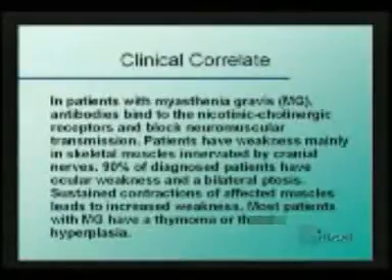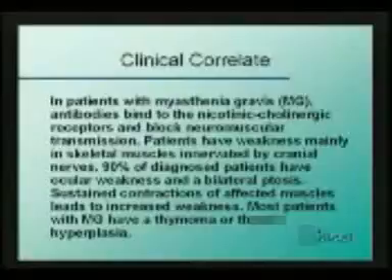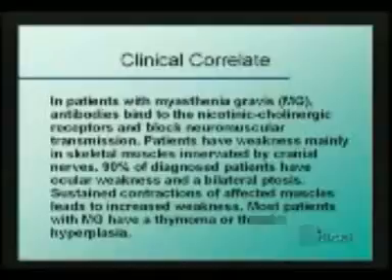Next, in patients with MG, myasthenia gravis, typically this is caused by antibodies that bind to the cholinergic receptors, therefore blocking the binding ability of acetylcholine. And classically, these patients have weakness initially in skeletal muscles innervated by cranial nerves. Particularly, most of these patients will have ocular weakness exhibited by a bilateral ptosis. And fundamentally, most of these patients have an underlying thymoma or thymic hyperplasia.